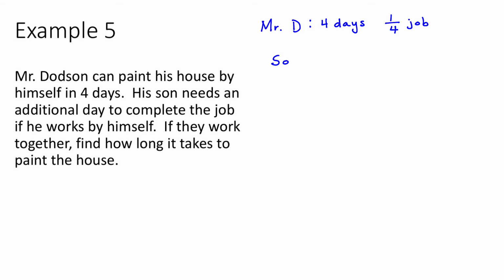Then there's his son. And the son needs an additional day to complete the job if he works by himself, so that means he needs 5 days to do the job. And that means that working steadily, he would get 1/5 of the job done every day. So what happens if they're working together?